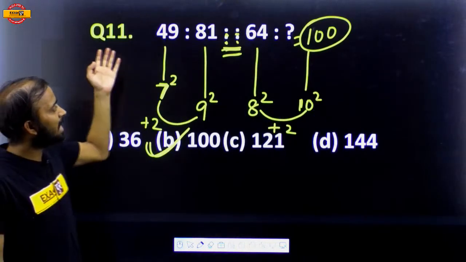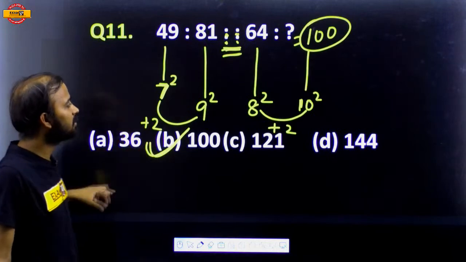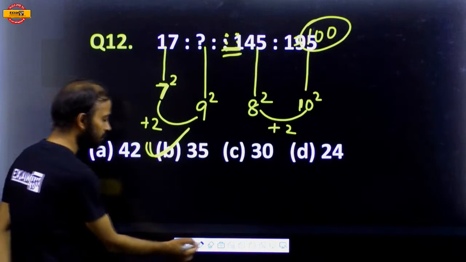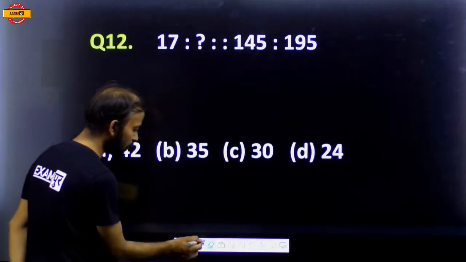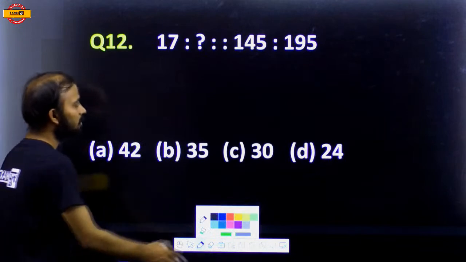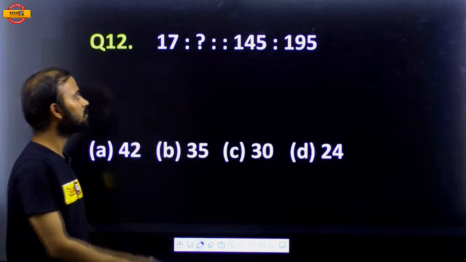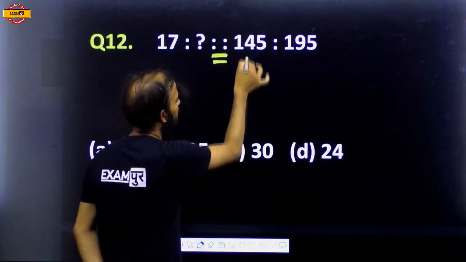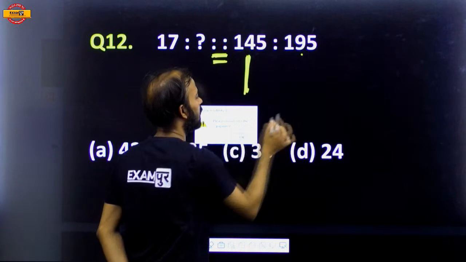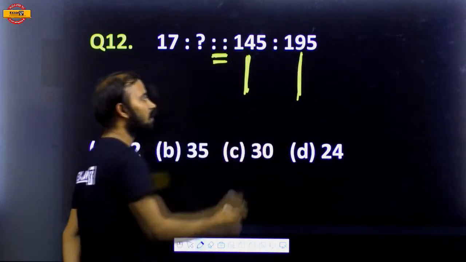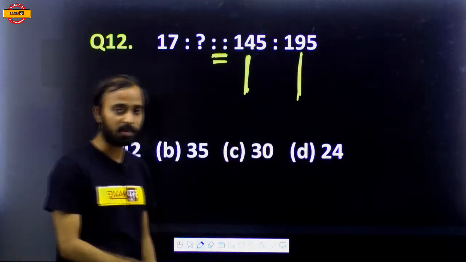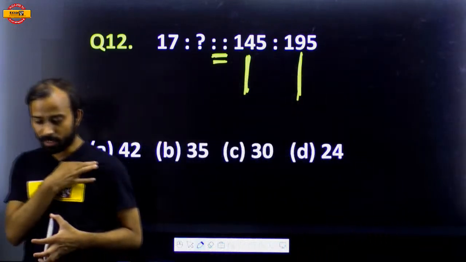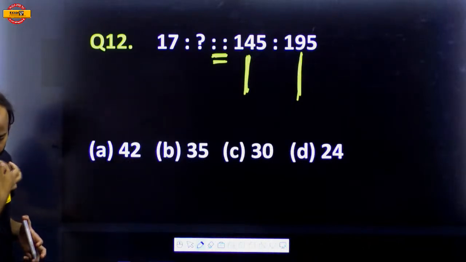So always, when you see 49, it looks like 7 square, 81 is 9 square, so you get to know this. Next one, what will be the answer of the particular question? 17 is related to what? Because similarly 145 is related to 195. Do you know about 145 and 195? Can we represent 145 in the form of square and cubes?